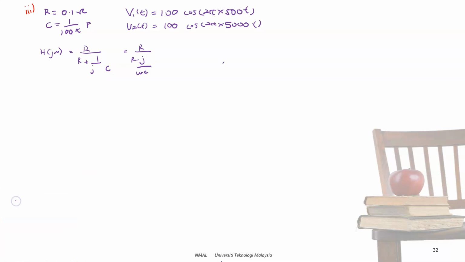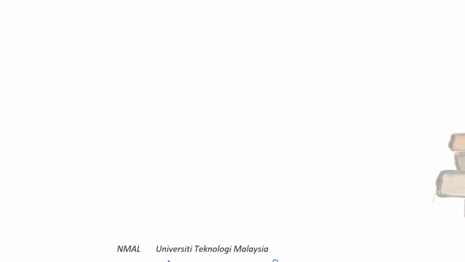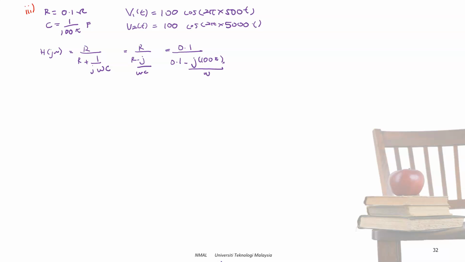So now we just put in the value according to the value given. So R is 0.1, divided by 0.1 minus j. C is given as 1 divided by 100 pi. So this one, we can put 100 pi here at the numerator, divided by omega. So this omega we change for using 500 and also 5000.